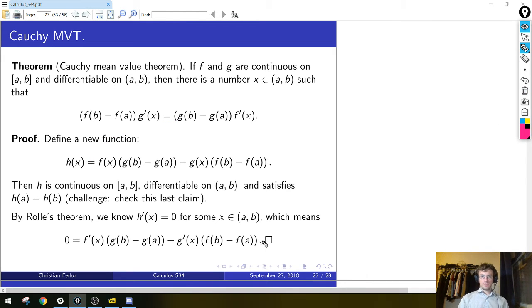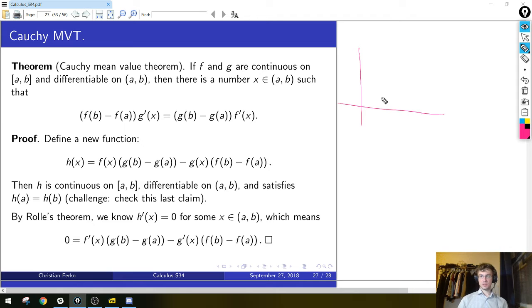Okay, so how do we show that there's a place where h prime equals 0? We're going to cheat and use something we proved before, which is Rolle's theorem. The hypotheses of Rolle's theorem were that h is continuous on [a, b] and differentiable on (a, b). We assumed both of those. And finally, it had to satisfy h of a equals h of b.